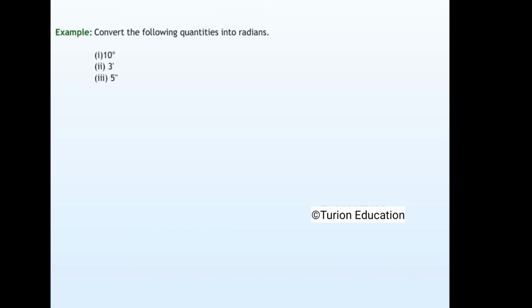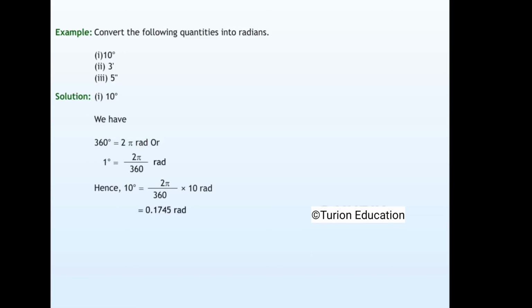Convert the following quantities into radians: 10 degrees, 3 arc minutes, 5 arc seconds. Solution. 10 degrees. We have 360 degrees equals 2 pi radians, or 1 degree equals 2 pi by 360 radians. Hence, 10 degrees equals 2 pi by 360 into 10 radians, which equals 0.1745 radians.